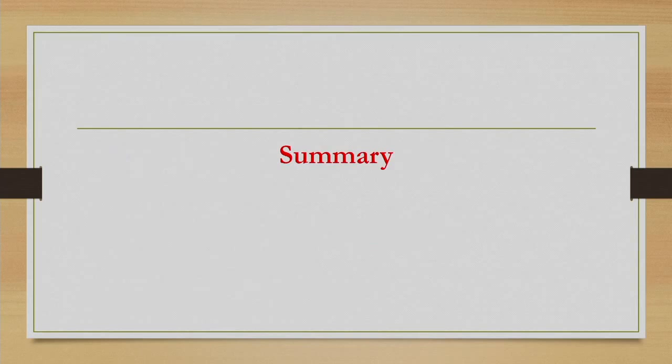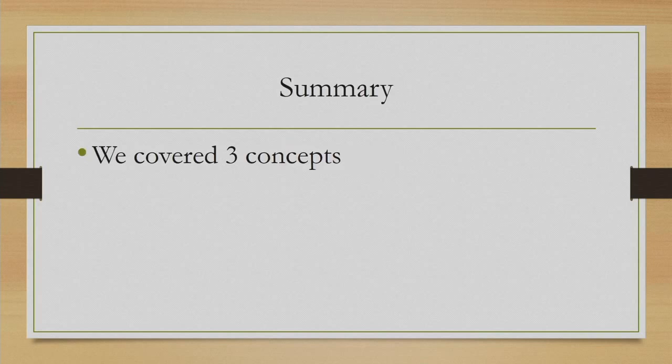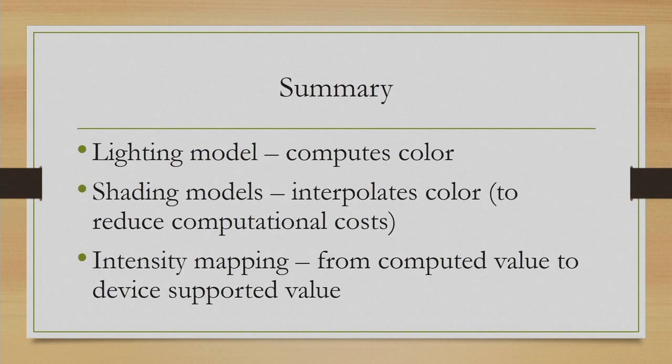So, in summary, in stage 3 there are 3 broad concepts that we have covered. What are these concepts? The first is the lighting model. This is the basic method that we follow to simulate the optical properties and behavior which gives us the sensation of color.